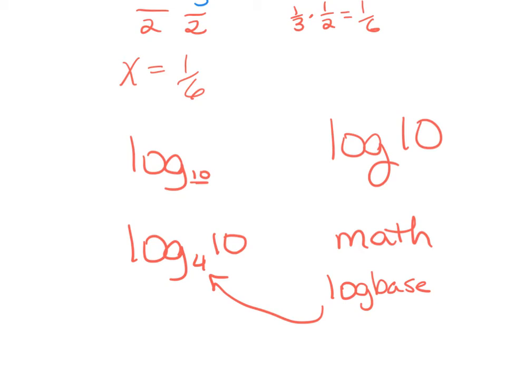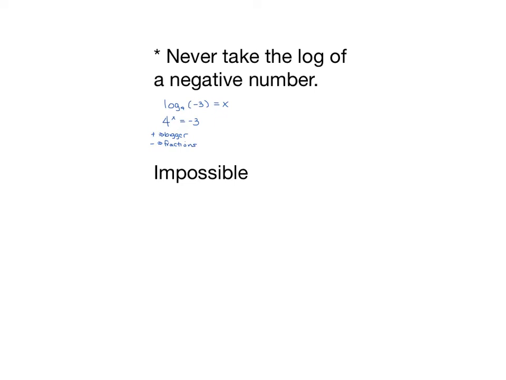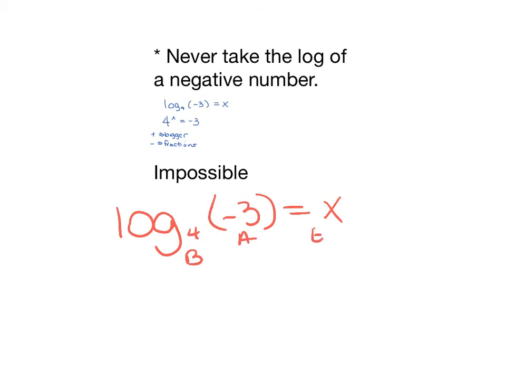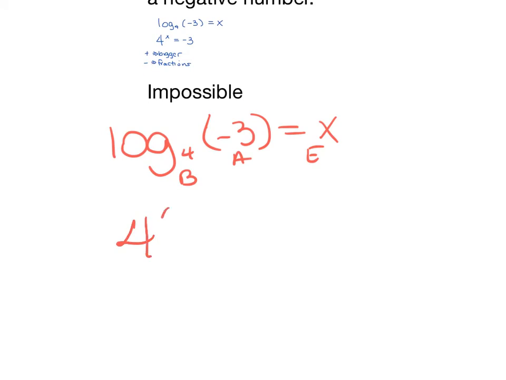So for now, we're not doing any of the calculations with our calculator, but we'll work more with our calculators next week. So here again, I know I already talked about this on the previous example, but I'm going to show you why we can never take the log of a negative number. So if I were to give you this problem, log base 4 of negative 3 equals x, if I use my BAE, and I turn it into exponential, 4 raised to the x power equals negative 3.